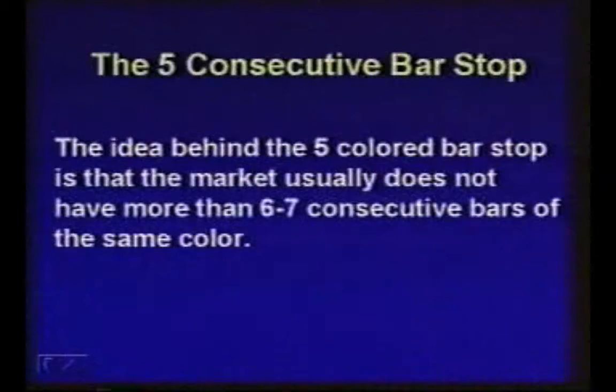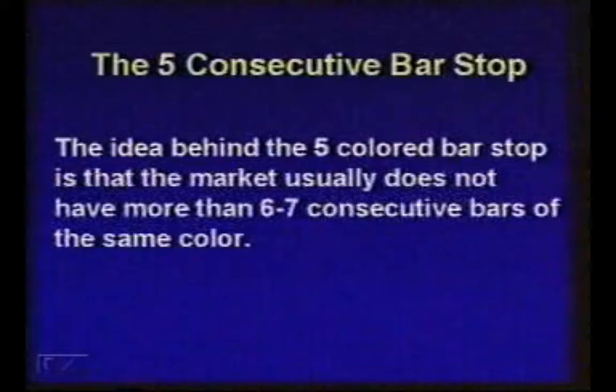The idea behind the 5-bar consecutive stop is that the market usually does not have more than 6 to 7 consecutive bars of the same color. We usually see the market pull back after a number of consecutive red or green bars. Remember, the momentum and acceleration determine the price bar's colors, which I'm referring to as zones. There are times when we want to use a tight stop, especially in volatile markets. If you're trading a 5-minute S&P chart, you're going to want to use the 5 consecutive bar stop, I would say 95% of the time.